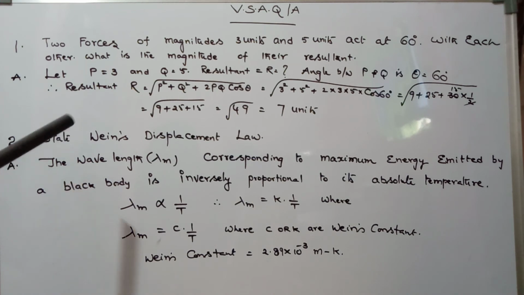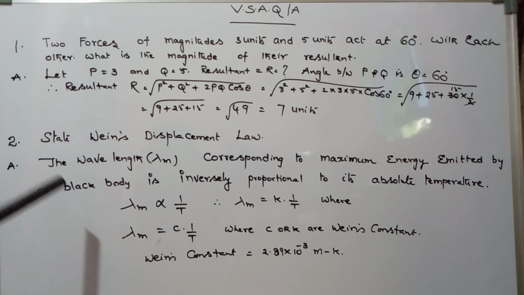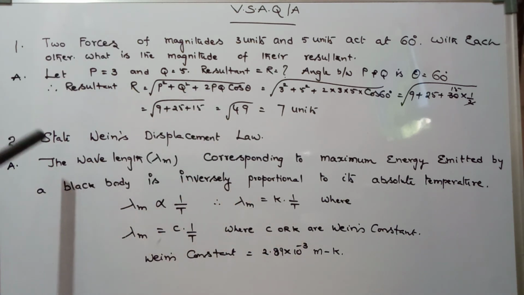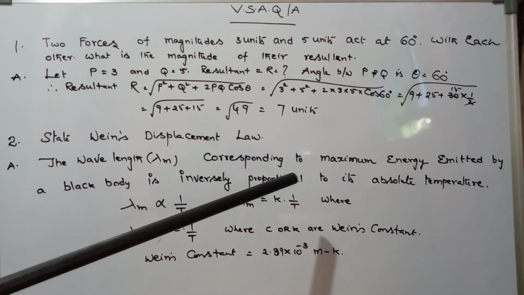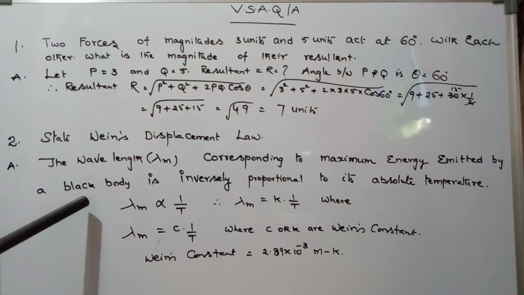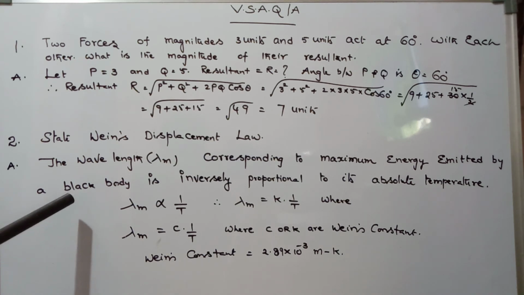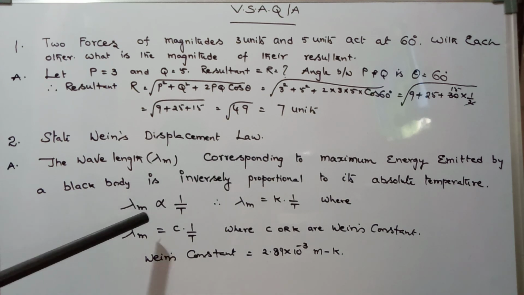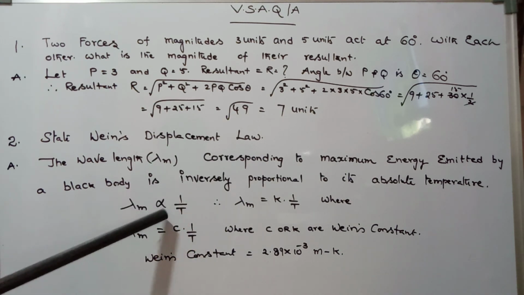I repeat the statement once more. Wien's displacement law is very easy and very important. The wavelength lambda maximum corresponding to maximum energy emitted by a black body is inversely proportional to its absolute temperature. A black body is a body which absorbs the incident radiation over it and emits the same outside.